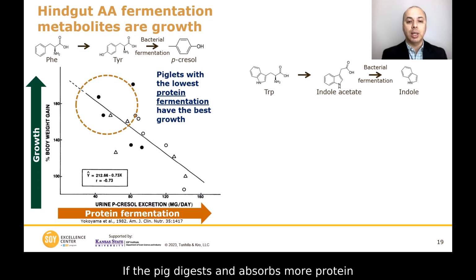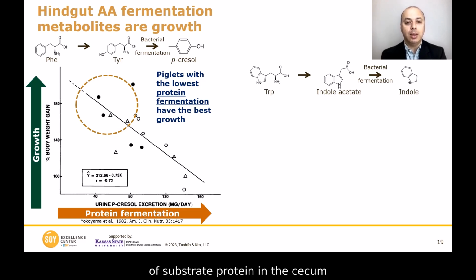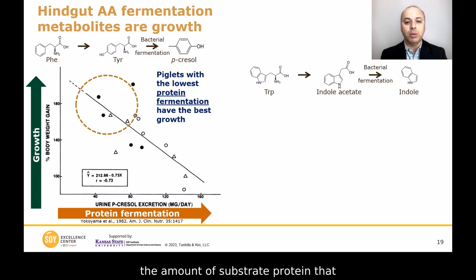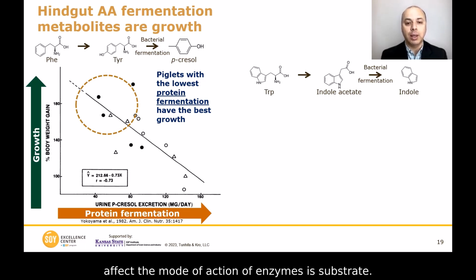If the pig digests and absorbs more protein, then we're going to have less of a nutrient flow. We're going to have a lower concentration of substrate protein in the cecum, in the colon, for fermentation. On the other hand, if the pig is digesting less protein, then the amount of substrate protein that is going to flow into the cecum is going to be greater. And like we saw, one of the factors that affect the mode of action of enzymes is substrate. Microbial protein fermentation is run as well using enzymes, and those enzymes are also substrate dependent.